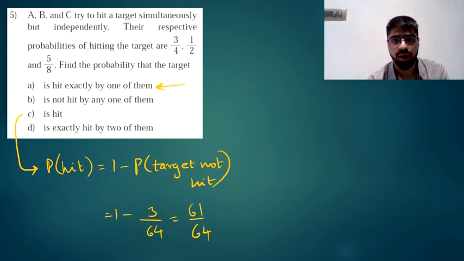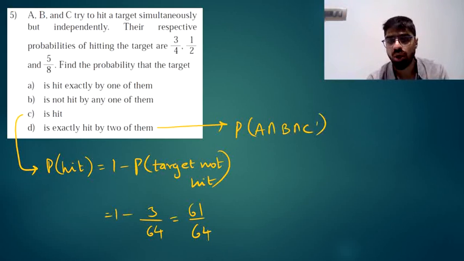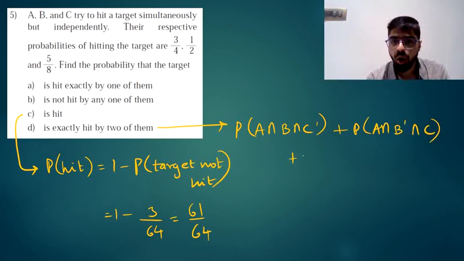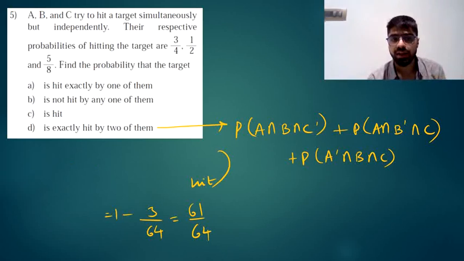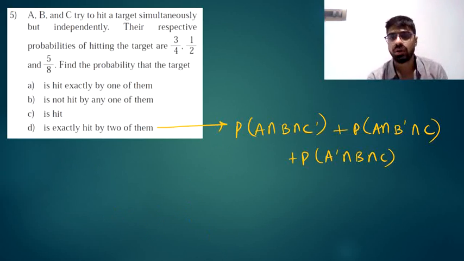First means the A part, okay. So for exactly two of them to hit the target, it can be P of A intersection B intersection C complement, or the other possibility is P of A intersection B complement intersection C, or P of A complement intersection B intersection C. Okay, so either A and B will hit the target and C will not, or in the second case B will not hit and the other two will hit, or in the third case A will not hit and B and C will hit the target.